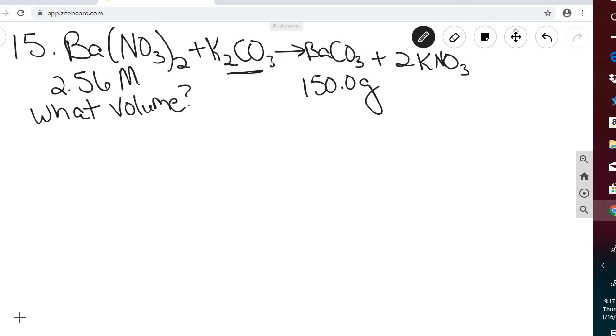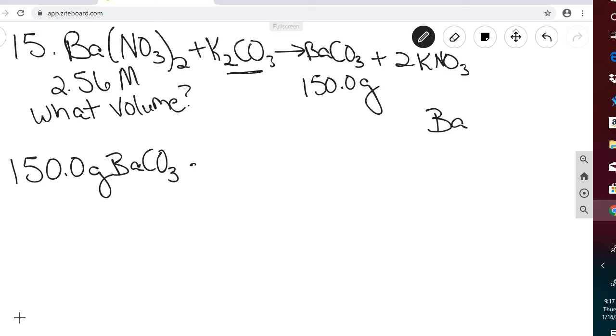Okay, so again, we are given some information about the barium carbonate, but we are asked to find something about the barium nitrate. So we'll start with what we know. We want to end up with 150 grams of the BaCO3. We've got to get that in moles because for it to use stoichiometry, it has to be in moles. So you have 1 barium, 1 carbon, and 3 oxygens.